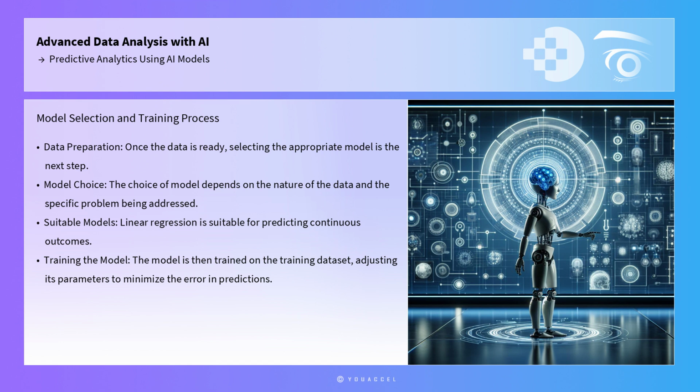Once the data is ready, selecting the appropriate model is the next step. The choice of model depends on the nature of the data and the specific problem being addressed. For example, linear regression is suitable for predicting continuous outcomes, while classification algorithms such as logistic regression or random forests are better suited for categorical outcomes. The model is then trained on the training dataset, adjusting its parameters to minimize the error in predictions.